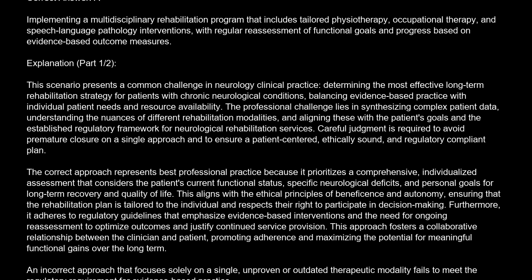Explanation. This scenario presents a common challenge in neurology clinical practice: determining the most effective long-term rehabilitation strategy for patients with chronic neurological conditions, balancing evidence-based practice with individual patient needs and resource availability. The professional challenge lies in synthesizing complex patient data, understanding the nuances of different rehabilitation modalities, and aligning these with the patient's goals and the established regulatory framework for neurological rehabilitation services. Careful judgment is required to avoid premature closure on a single approach and to ensure a patient-centered, ethically sound, and regulatory compliant plan. The correct approach represents best professional practice because it prioritizes a comprehensive, individualized assessment that considers the patient's current functional status, specific neurological deficits, and personal goals for long-term recovery and quality of life.